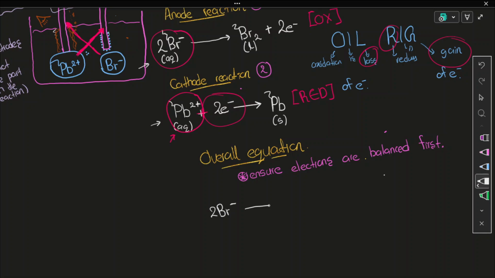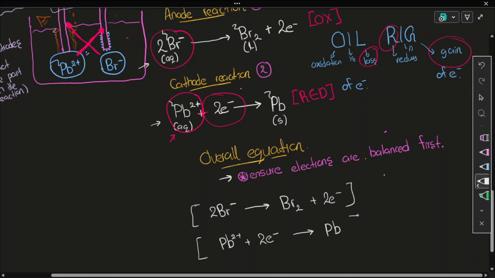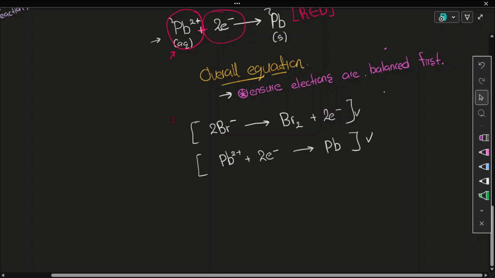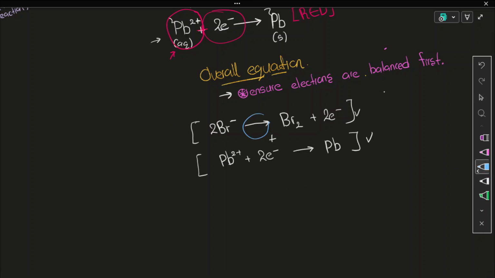2Br minus gives Br2 plus 2 electrons. And my second equation is simply this one, lead 2 plus 2 electrons, becoming lead. Step 1, ensure electrons are balanced. 2 electrons in the first equation, 2 electrons in the second equation. They are perfectly balanced. Now all you have to do is just combine the two equations.